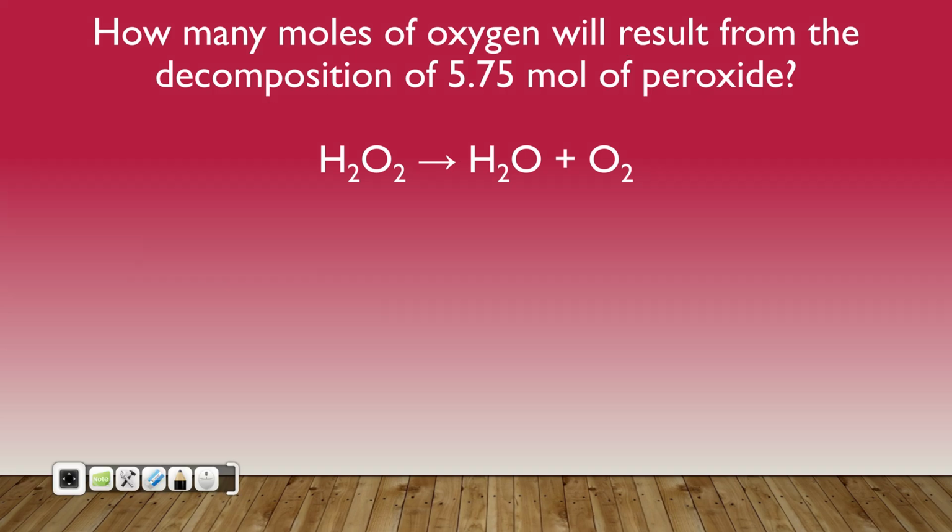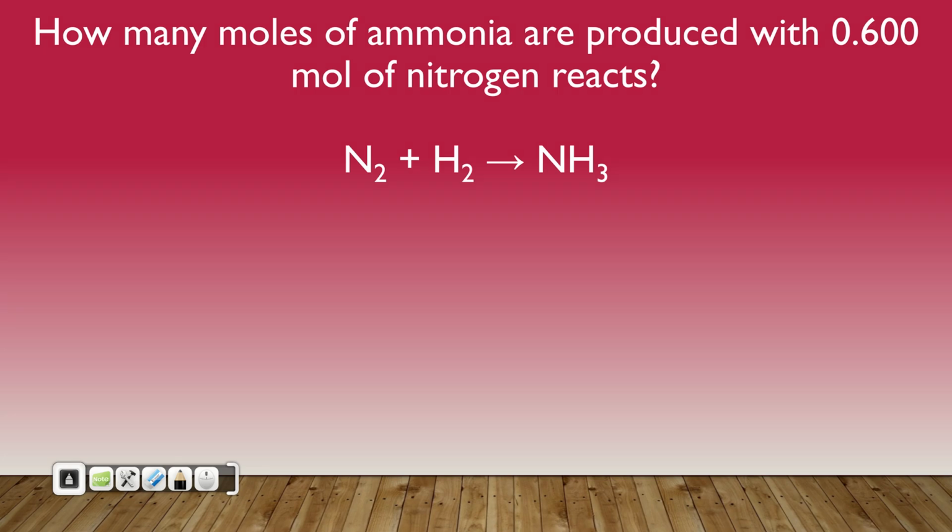One more, if they have it. Okay. How many moles of ammonia? Ammonia is NH3. Solving for NH3 are produced with 0.6 moles of nitrogen, N2. 2 N's, 1 N, put a 2 there. 2 H's, 6 H's, put a 3 there.